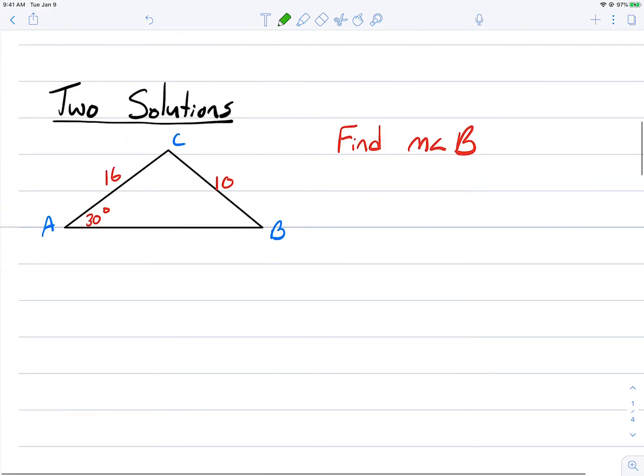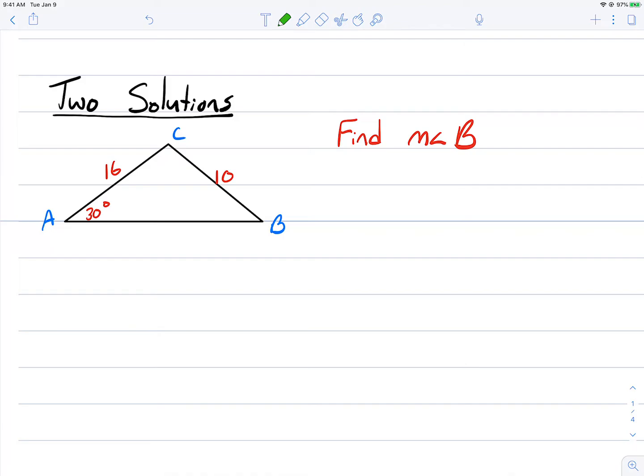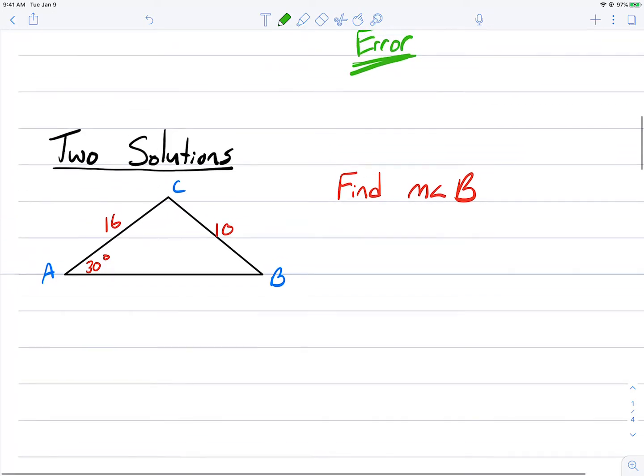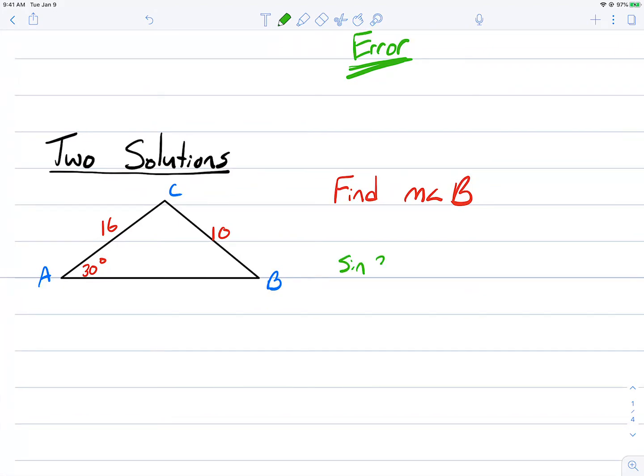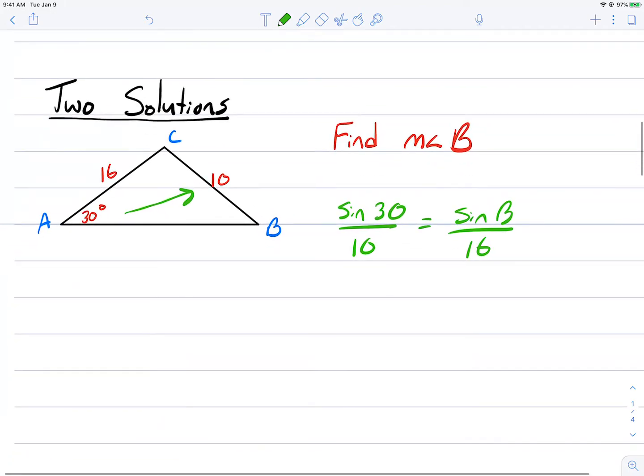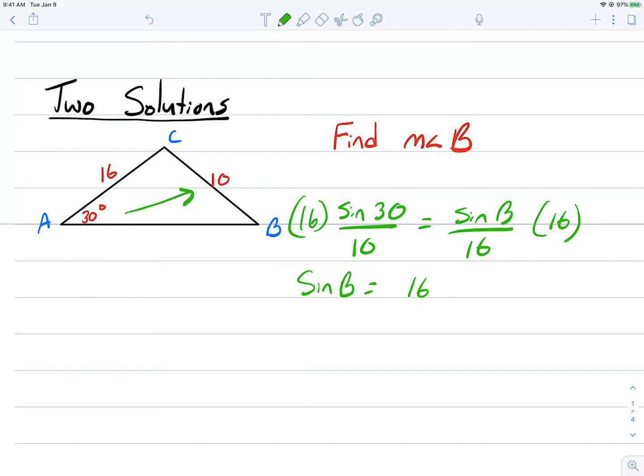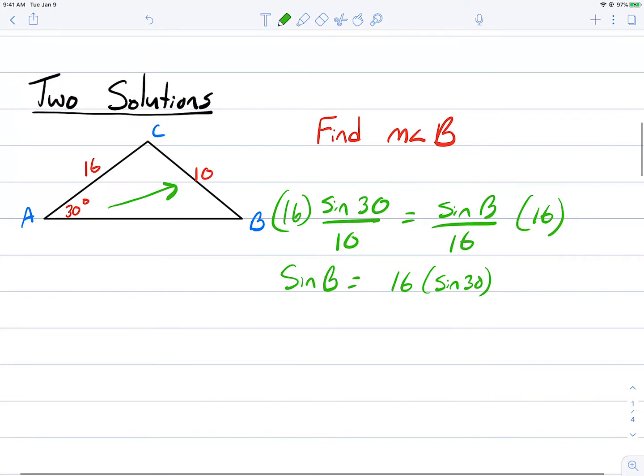Okay, let's talk two solutions. Sometimes there's almost like a hidden triangle that we have to find. So let's just say we have this triangle. Angle A is 30 degrees. The two sides are 16 and 10. A is not included. If I wanted to find the measure of angle B, I would have the sine of 30 over 10, angle and its opposite side, equals the sine of B over 16. I would multiply both sides by 16, and I would get that the sine of B equals 16 times the sine of 30 over 10.